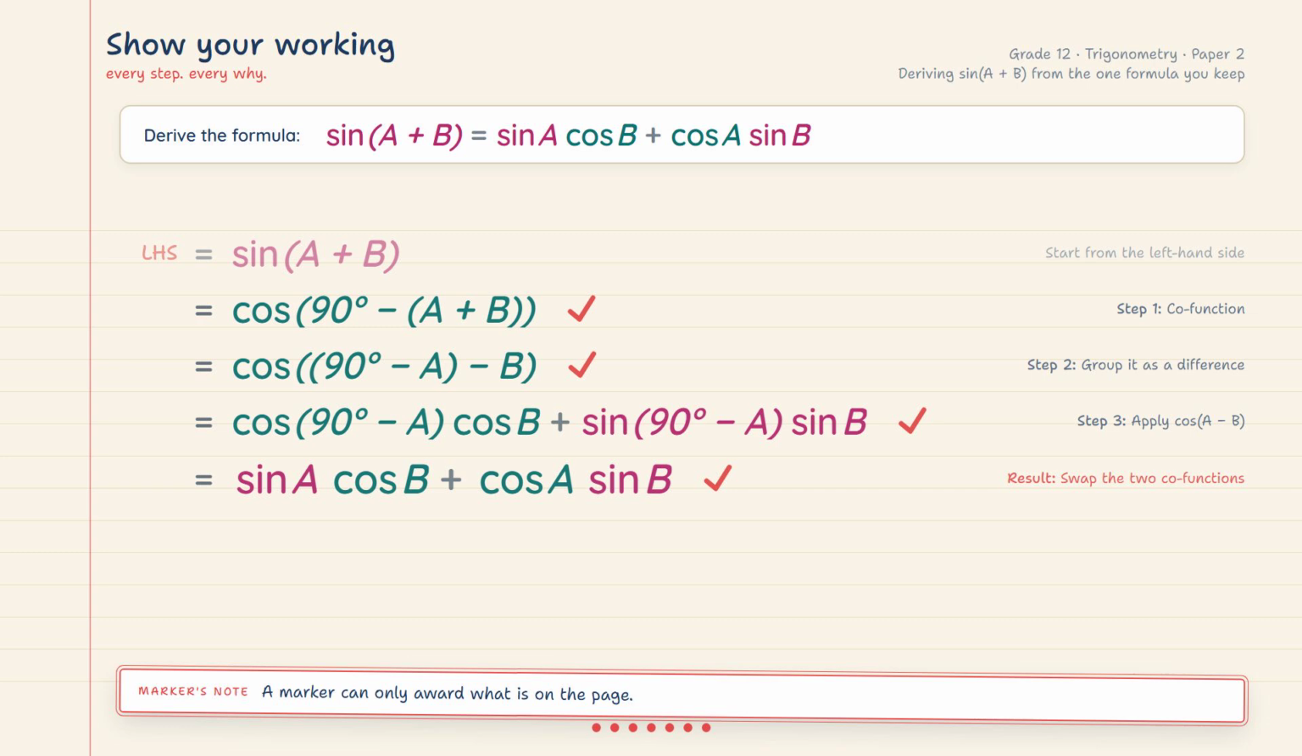Second, about the paper. These formulae are printed on the information sheet, so you are not being tested on remembering them. You are being tested on using them. Write the formula down first. Then put your angles into it. If you jump straight to an answer and the answer is wrong, there is nothing on the page for a marker to award.